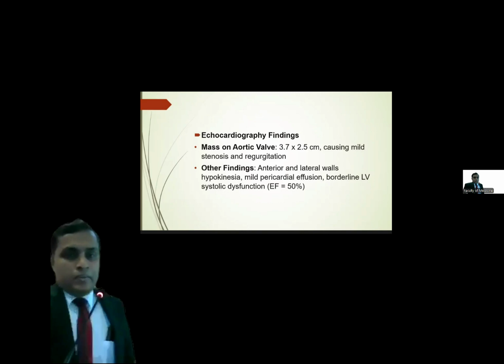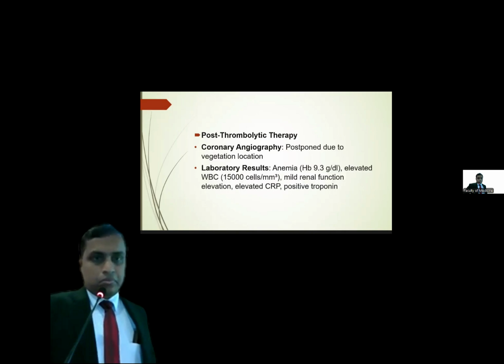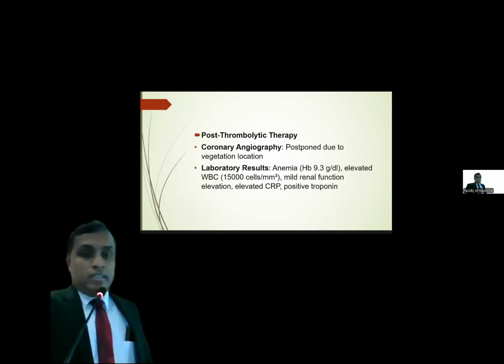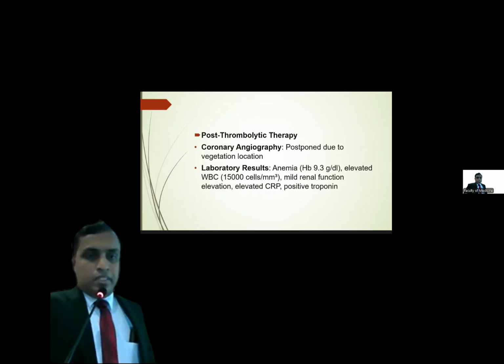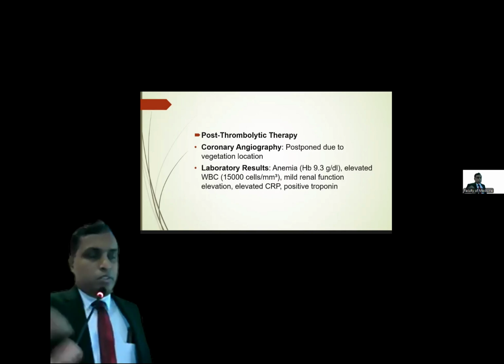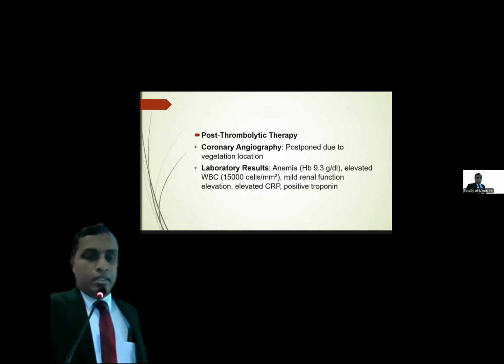Thereafter, the echocardiogram was done and found a mass on the aortic valve, the cause of the murmur. Other than that, there were anterior and lateral wall hypokinesia, mild pericardial effusion, and borderline LV systolic dysfunction. After the thrombolysis therapy, the coronary angiogram was not done because of the vegetation location, as it was protruding into the left main coronary artery. So it can be hazardous when we are performing angiogram.